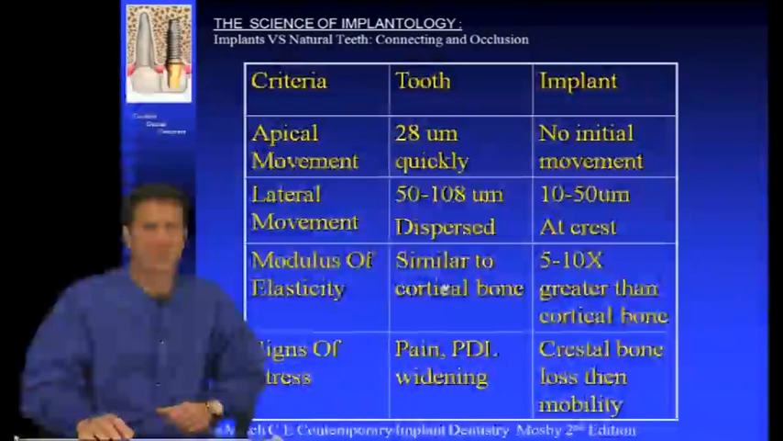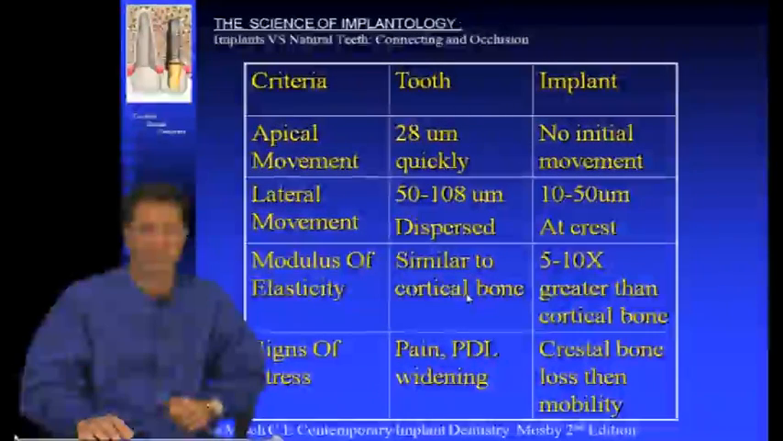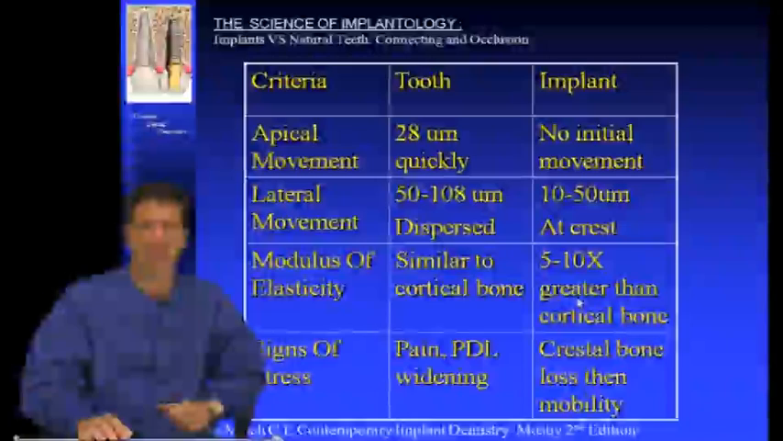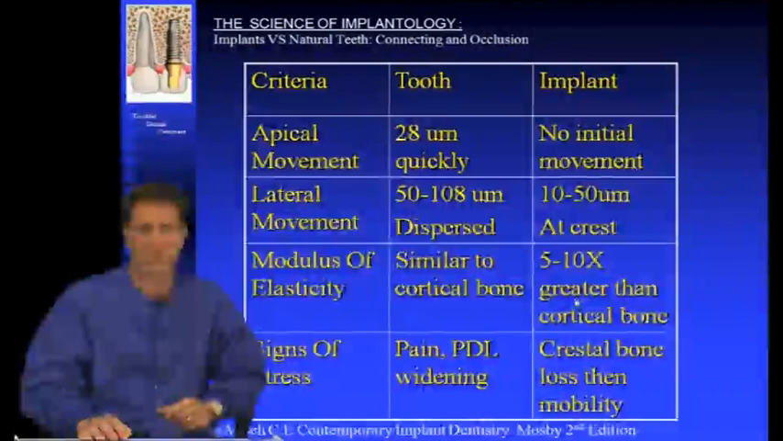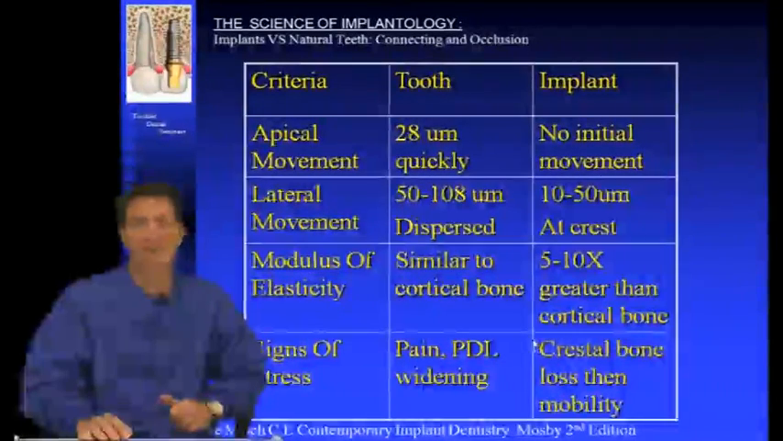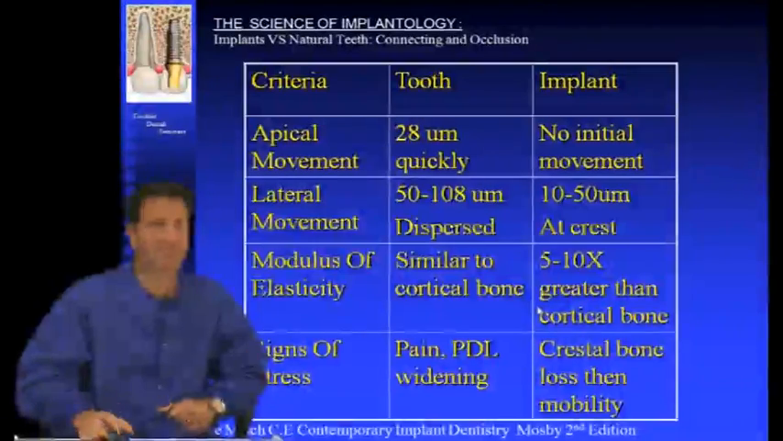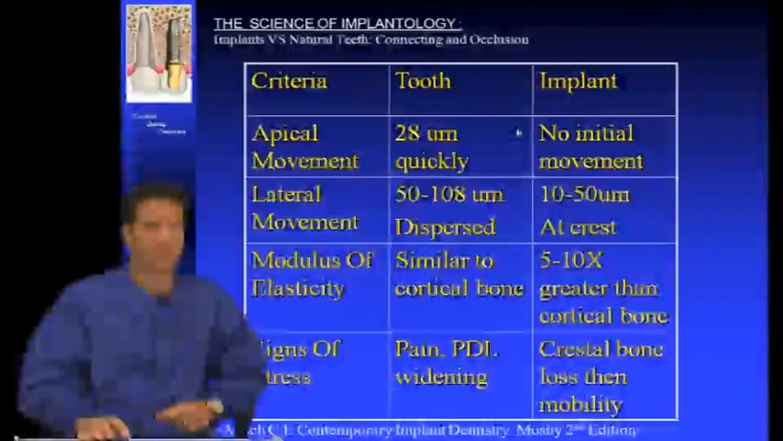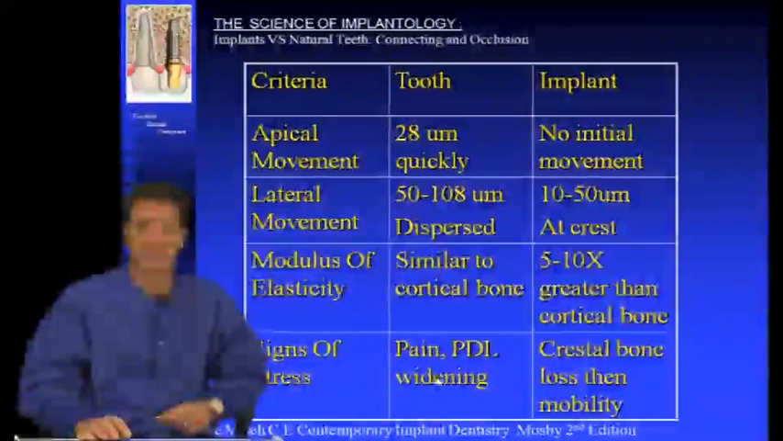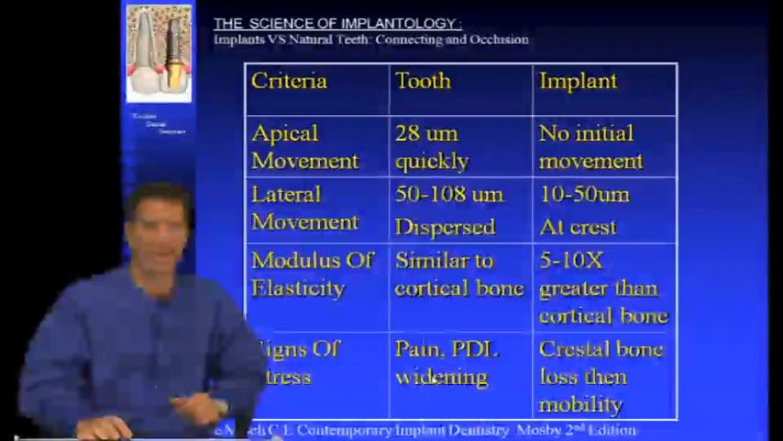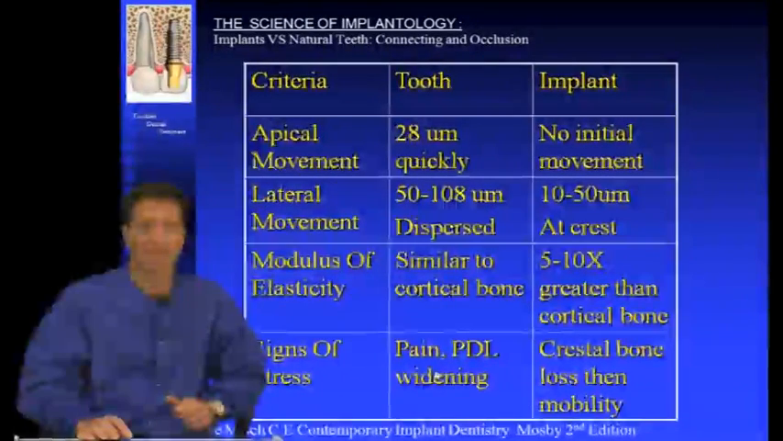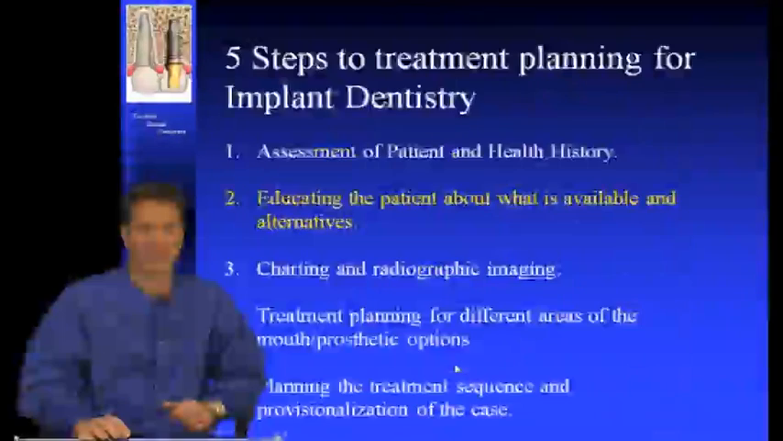There is a similar modulus of elasticity with teeth, whereas with implants, it's much greater than cortical bone. And this is the most important one: signs of problems and stress with a tooth are pain and PDL widening, whereas with an implant, you're going to get bone loss and then mobility of the implant eventually.